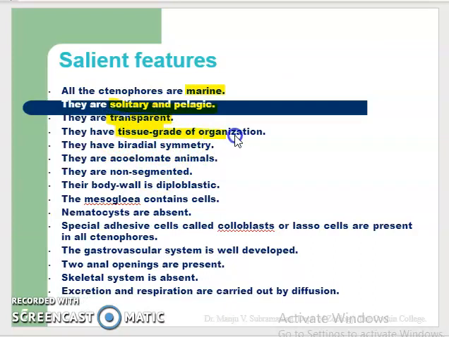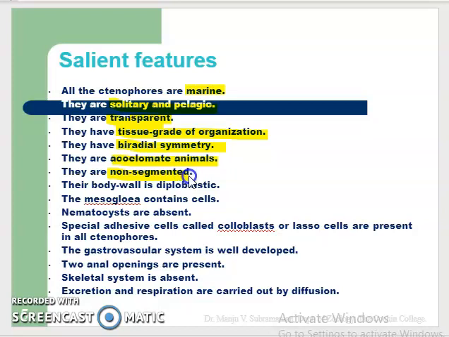They have a tissue grade of organization. The tissue grade of organization actually starts from this phylum, and they have a biradial symmetry. This organism, which is coming under the phylum Ctenophora, has a biradial symmetry. They are acoelomate animals, that is, a coelom is absent.